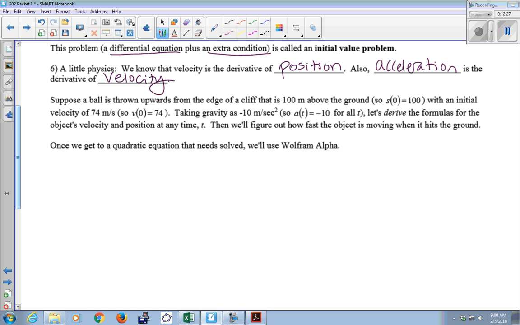We're going to derive the formulas for the object's position and velocity at time t. So you may already know what they are, but we're going to derive them using differential equations. And then we'll figure out how fast the object is moving when it hits the ground.